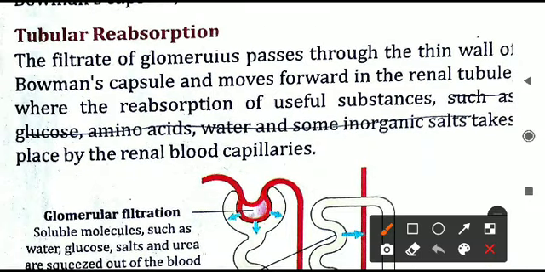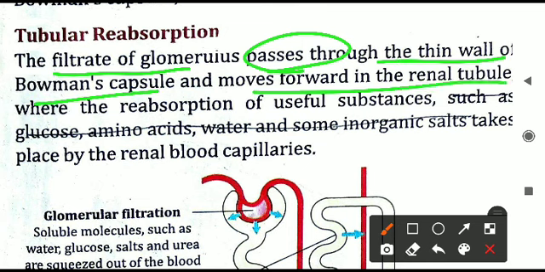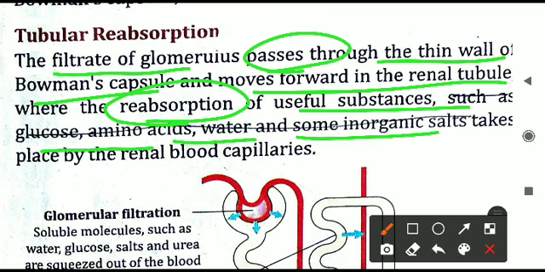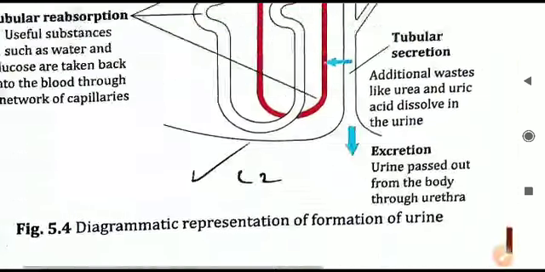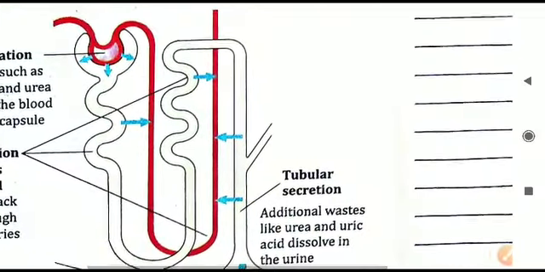Let us read this. The filtrate of the glomerulus, that is of the first step, passes through the thin wall of the Bowman's capsule and moves downward into the renal tubule. In this renal tubule, only the reabsorption of the useful substances such as glucose, amino acids, water and inorganic salts is done. So that is all about this reabsorption. Only the useful substances will be reabsorbed back.